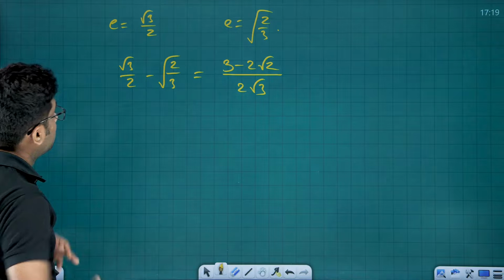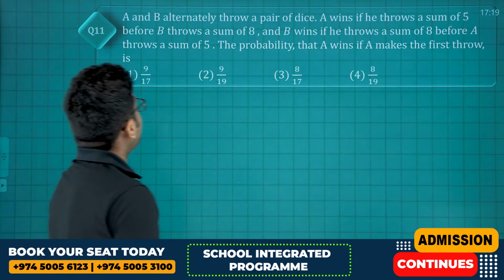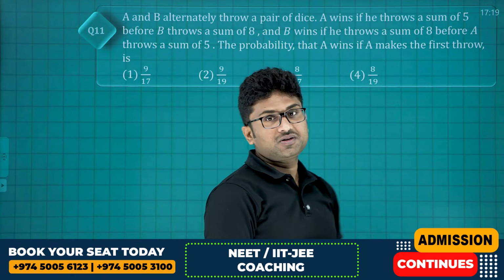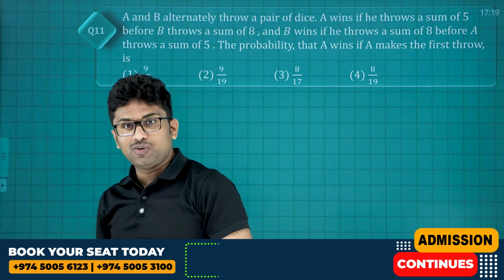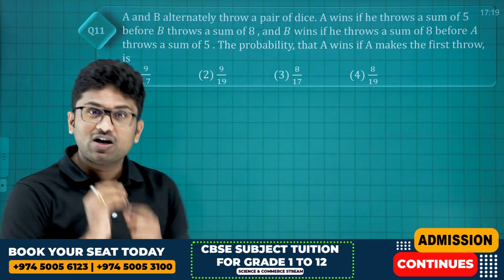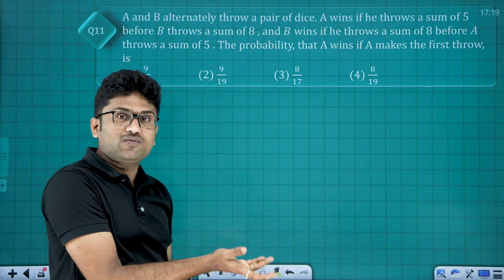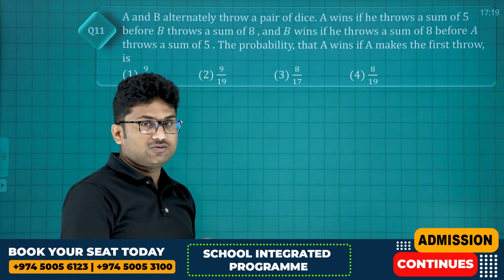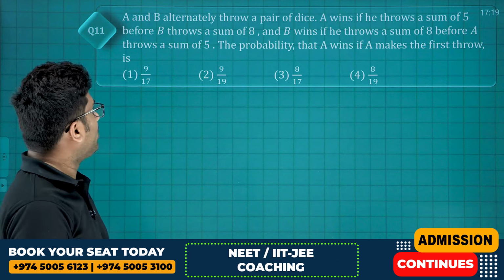Next question. A and B alternately throw a pair of dice. Infinite GP question from probability. Many times we have seen this. There are very good questions. Even in 2024 and 23 we have seen this. PYQs also, many times we have discussed.